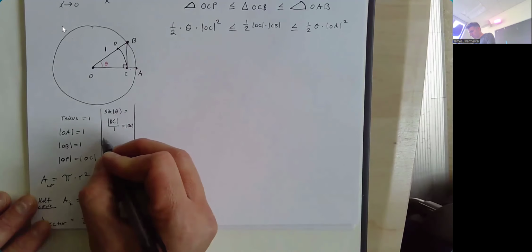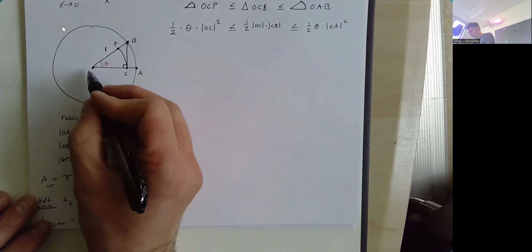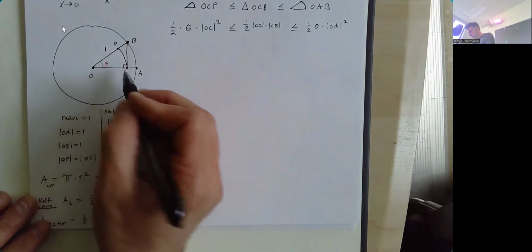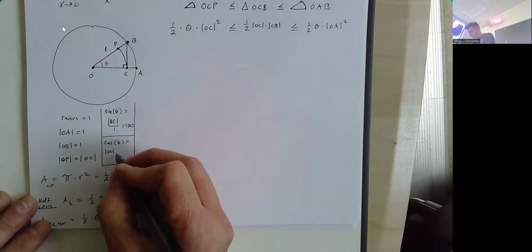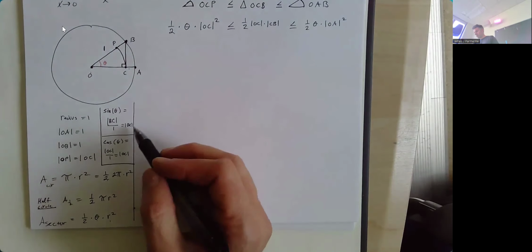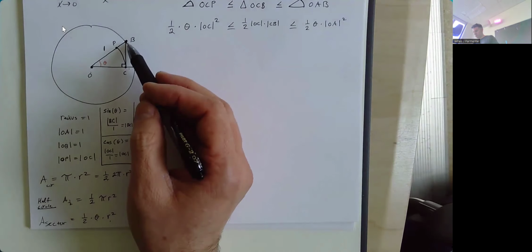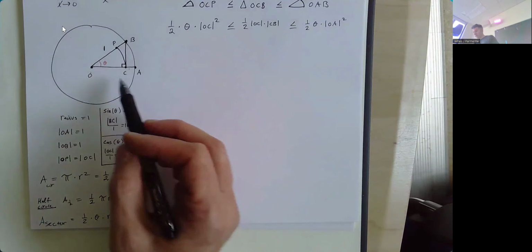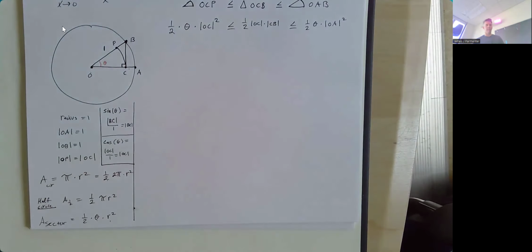In a similar way, cosine of theta is equal to the adjacent, which is OC, over the hypotenuse, which is still 1, which is just OC. So what I want you to see here is that the length of BC is equal to sine of theta. The length of OC is equal to cosine of theta.